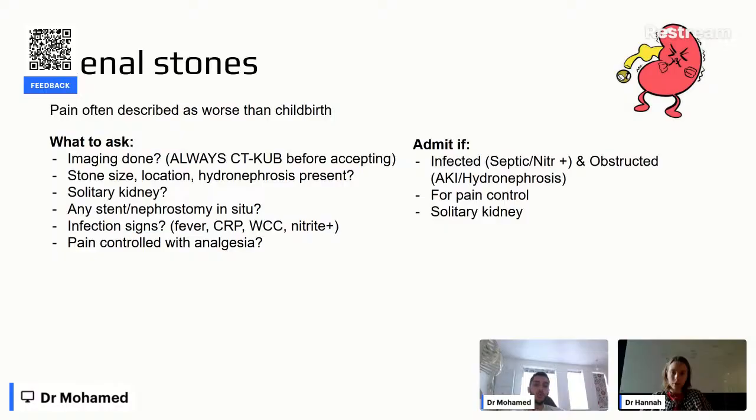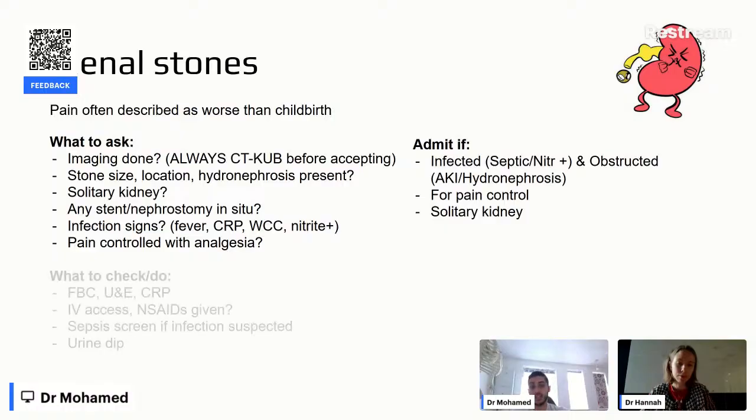Even if the stone is small, but it's causing a significant amount of pain, then that's a totally valid reason to admit the patient. They're in a lot of pain, and the pain has not settled since they presented to A&E. Then that alone is enough to admit them, to just monitor them for 24 hours, see if they pass the stone, and just make sure their pain is under control. And of course, like we said, if the patient has just the one kidney, then it's important that they're monitored closely, because if anything does go wrong, if it becomes obstructed or they become infected, then of course it's a lot more concerning because it's just the one kidney that they have.